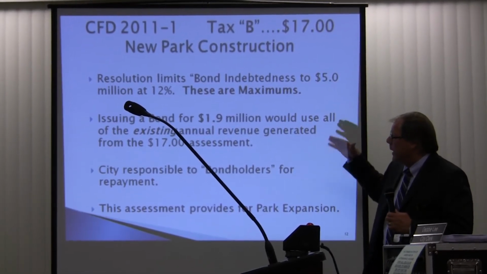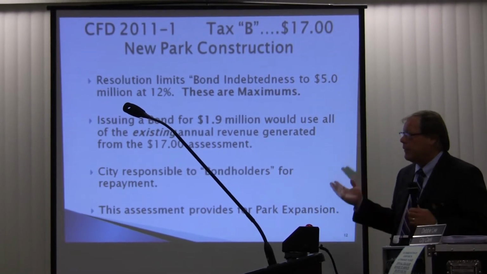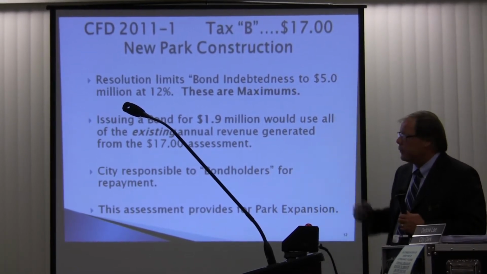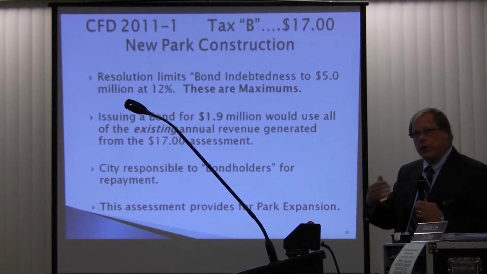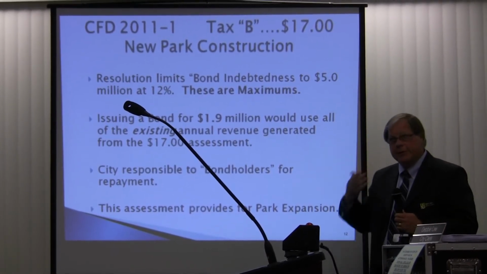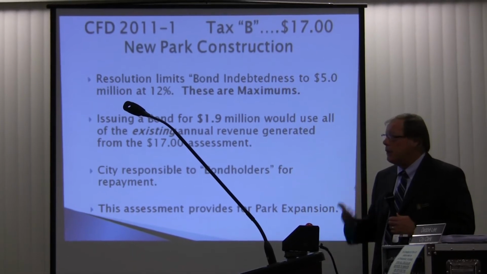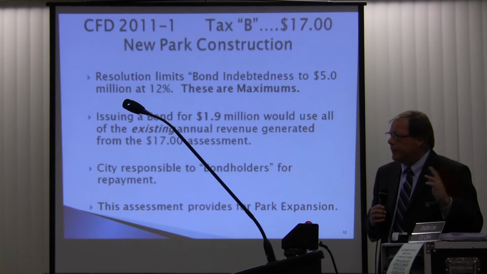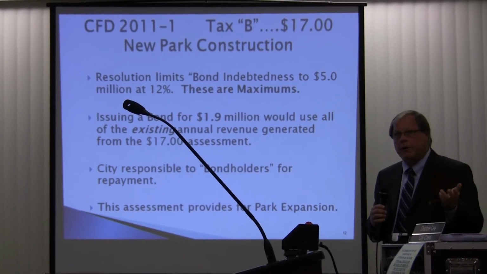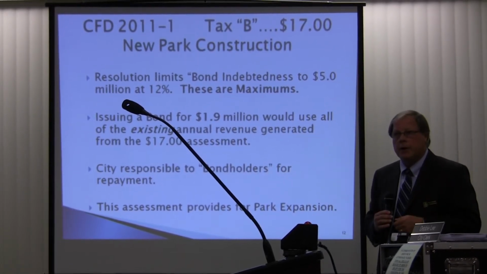So that's the limit over the next 40 years for this program. $5 million maximum would be the amount that we could ever go into debt on this thing at a 12% rate. What do we qualify for right now? It's like you go to buy a house. You fill out all the applications, the forms, they look at your income, your debt ratios. How much do you qualify for? Well, I don't qualify for the $500,000 house. I qualify for a $190,000 house.